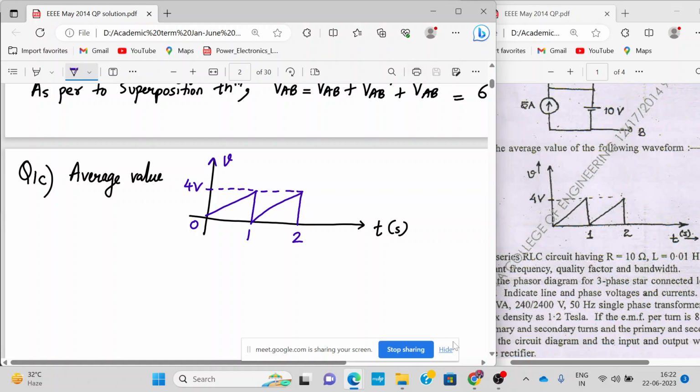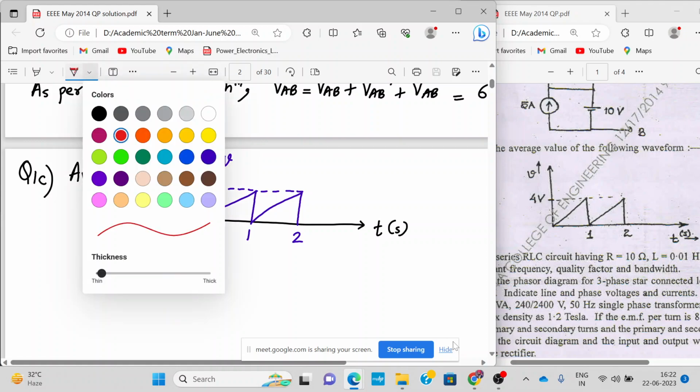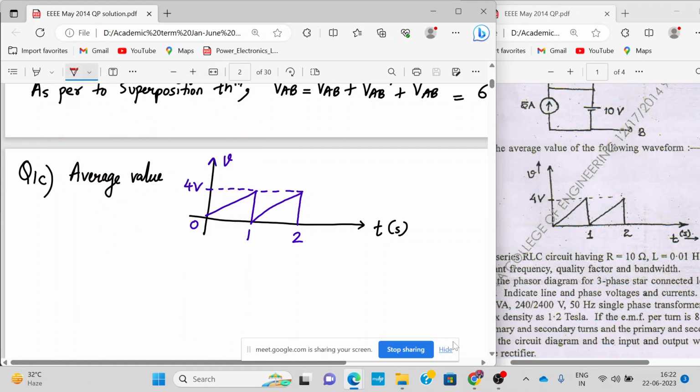Sir, the formula is area under the curve upon base. Exactly. So for the area under the curve, we have to first find the equation for this V of t, right? So first of all, tell me what will be the time period. The time period is something which repeats itself. Yeah, so this is T. So T is 1 second.